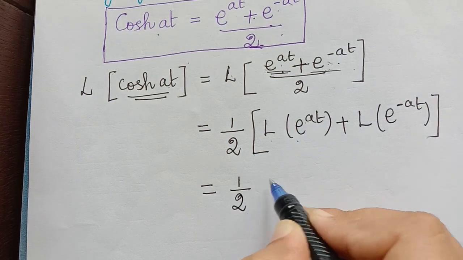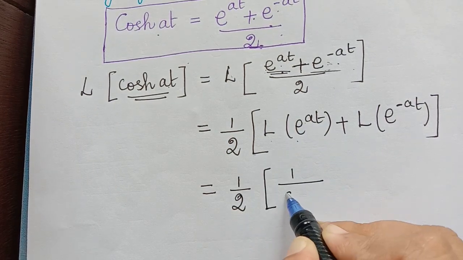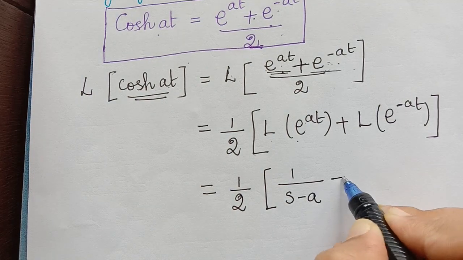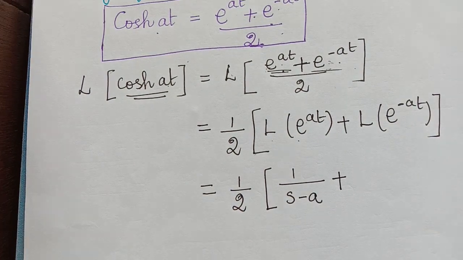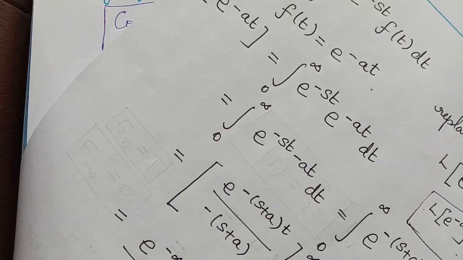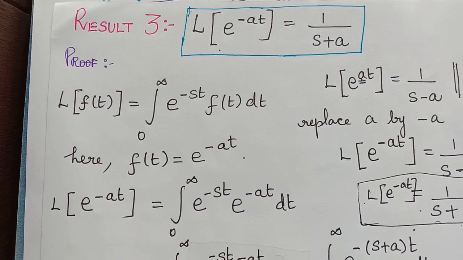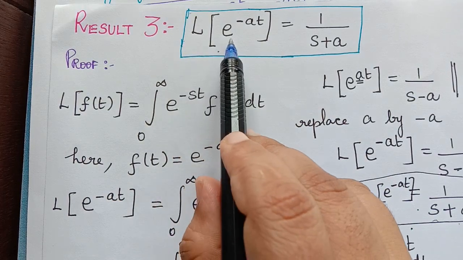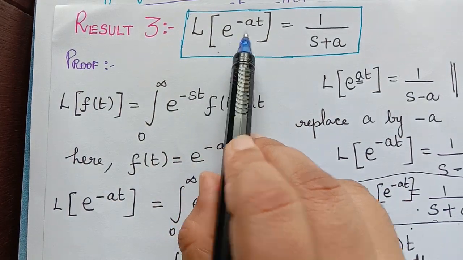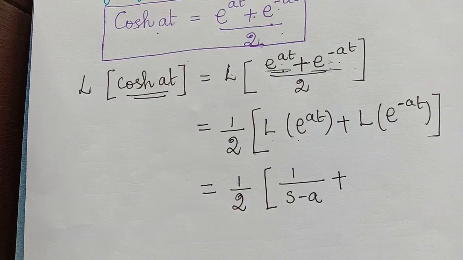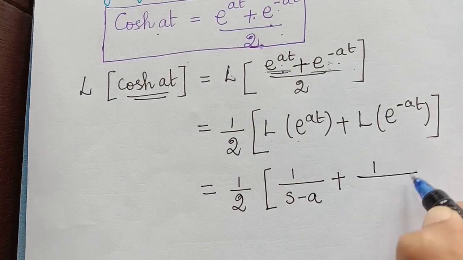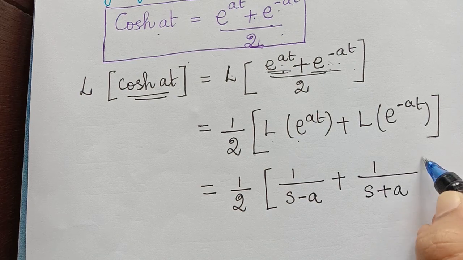So we obtain 1 by 2 multiplied with 1 by s minus a plus. And what is e to the power minus at that we have obtained in our result 3? Here we have Laplace transform of e to the power minus at is equal to 1 by s plus a. And so we will be having 1 divided by s plus a over here.